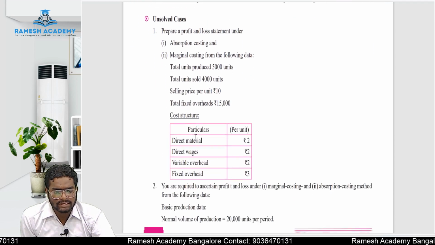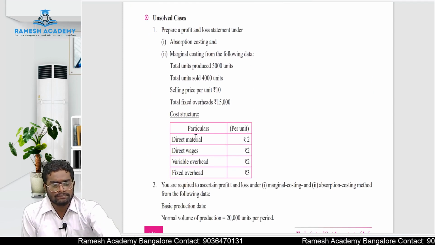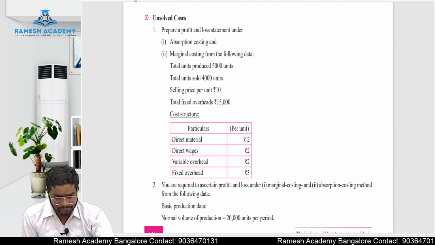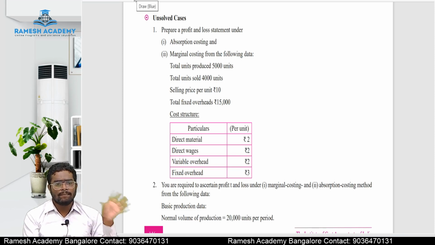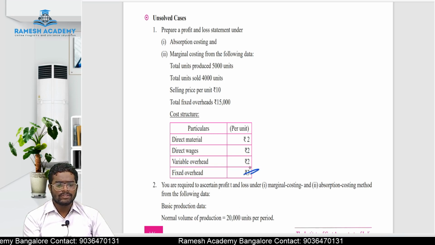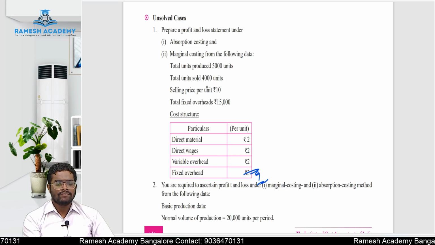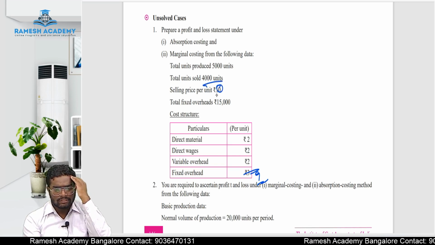So first question, they are telling that we have to calculate the profit and loss under the absorption and marginal. So absorption is simple, add the total cost, multiply by number of units. Here we have, what is the total here? 2 plus 2 is 4, plus 2 is 6, plus 3, it is 9 here. So just multiply 9 into how much units they have sold? 4000, and the selling price is 10.